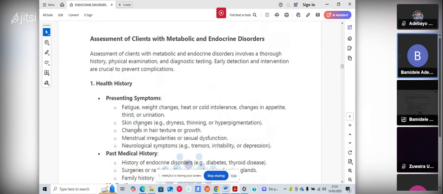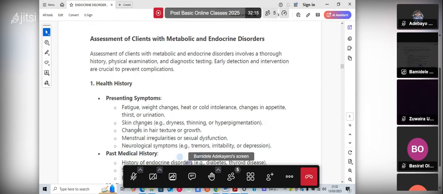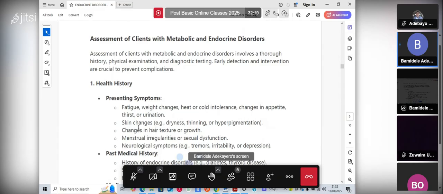So when you are faced with a client with an endocrine disorder, as a nurse, you are expected to give a thorough assessment of the patient, and your assessment should be organ specific. What I mean is, for instance, if the patient is diabetic, you should ask questions related to the disorder. There is no reason for asking questions that are not relevant or have no significance to the case.